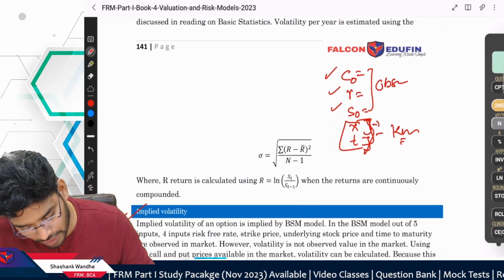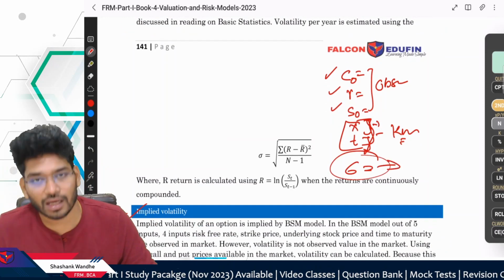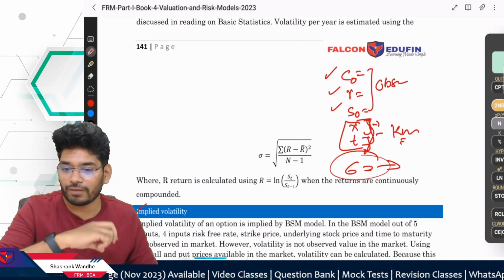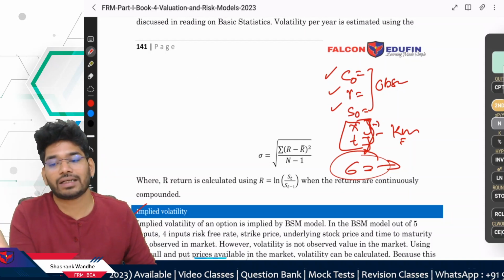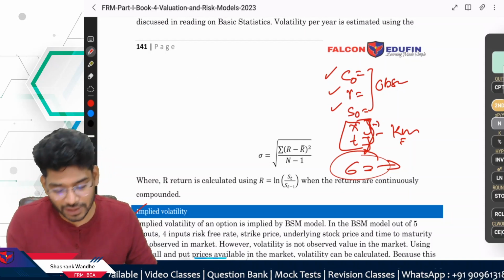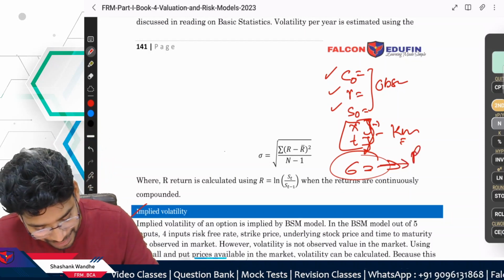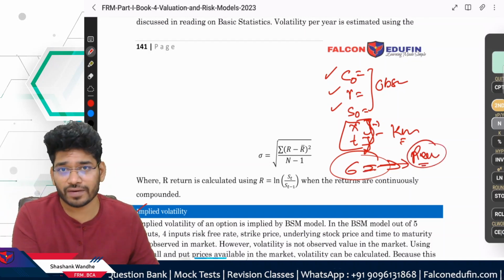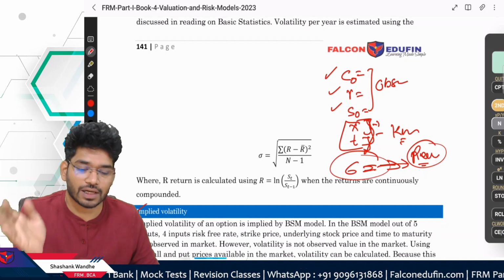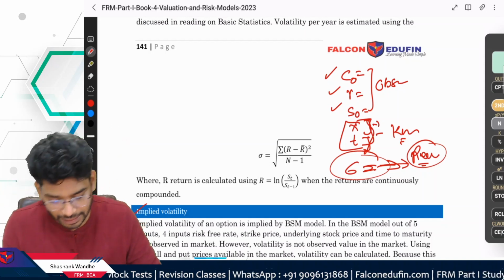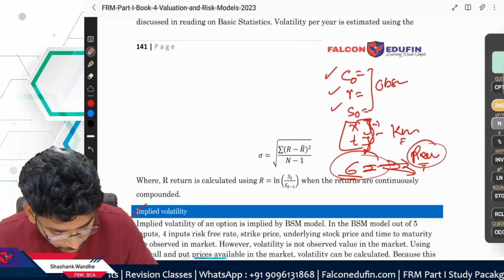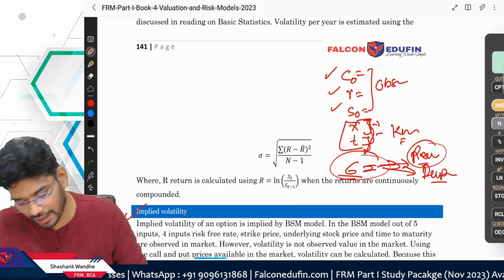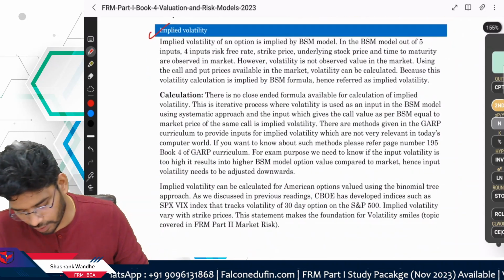So the only thing which is not known is this particular part, sigma. So we use the same BSM model. We take all the values. Instead of calculating C0, we use the market value of C0, and then we reverse calculate the volatility, because volatility is not observed in the market. So we reverse calculate it. This reverse calculated volatility is known as the implied volatility, because it is implied by the BSM formula, and that's why we call this the implied volatility. So that's it. This is what you need to know.